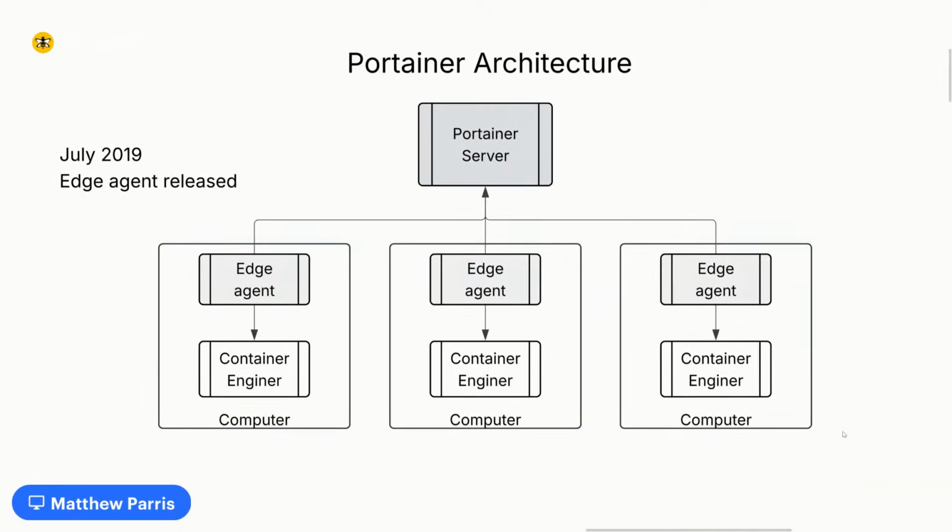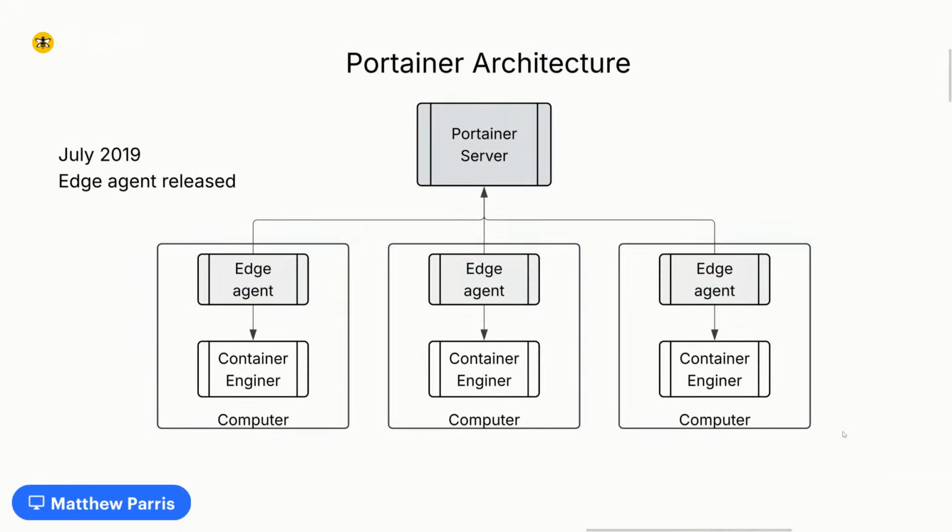So the idea with Edge is that they took the same binary, but they just had a flag that you could specify when you deploy the agent to say, I want this to actually connect up and out. So that's really what Portainer Edge agent is. It's the same agent software. It's a lightweight worker that's running on your computer to help manage your Docker. But the advantage is that it's calling up and out.